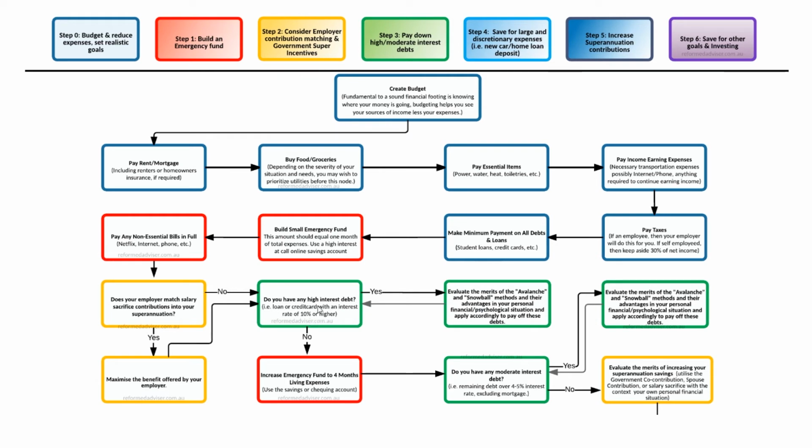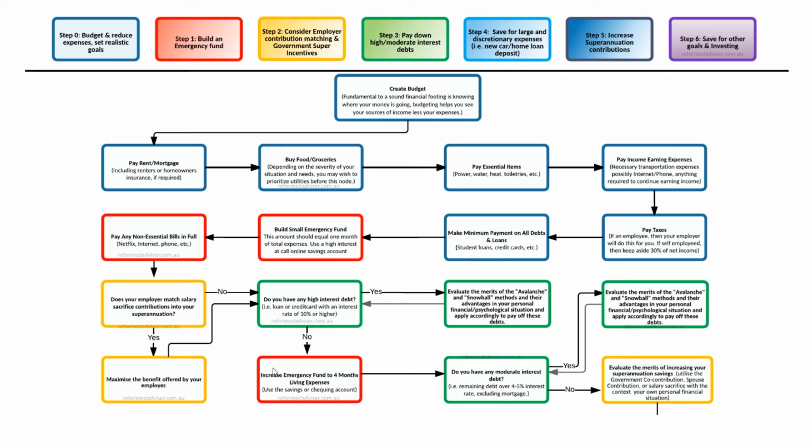I think every financial guru on the internet says smash high interest loans, personal loans, car loans, anything that isn't your home loan that has an interest rate. This says 10% or higher. I would say 6% at the moment with the current state of the world. Anything that's 6% or higher, smash that down. I myself don't have any of these.